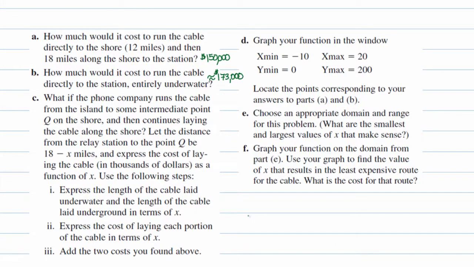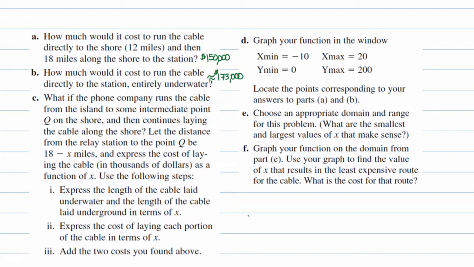Now part C is what really is going to happen. The phone company is going to run the cable from the island to some intermediate point, not directly in the center, but some point on the shoreline, and then continue laying the cable along the shore. So the distance from the relay station to the point Q will be 18 minus x miles, and express the cost of laying the cable as a function of x.